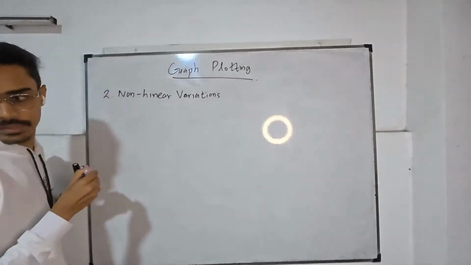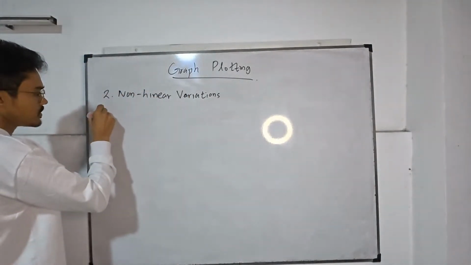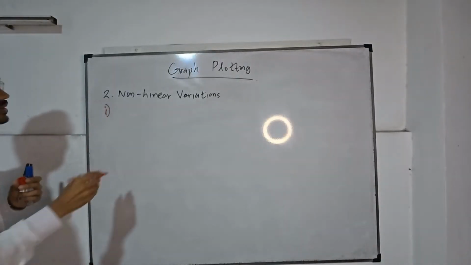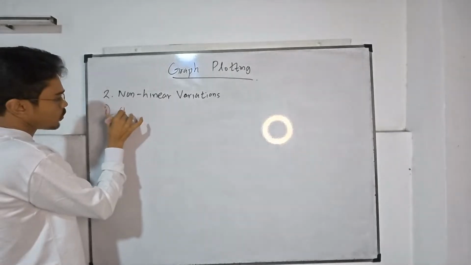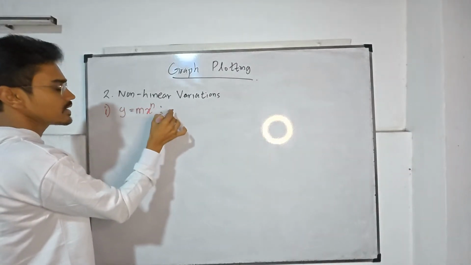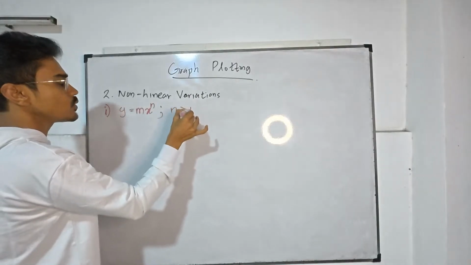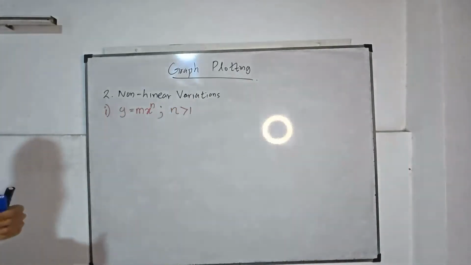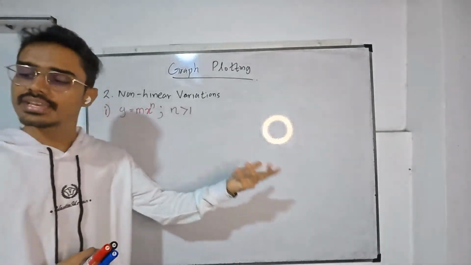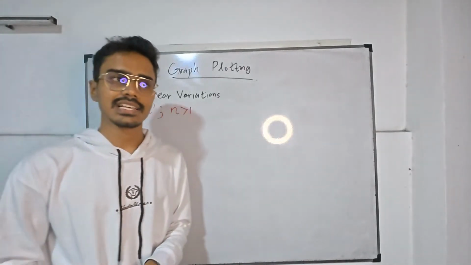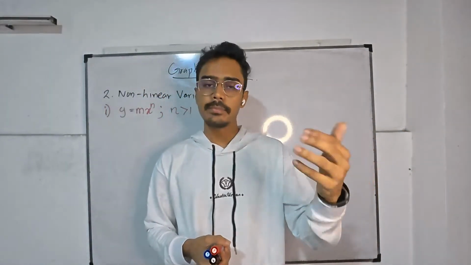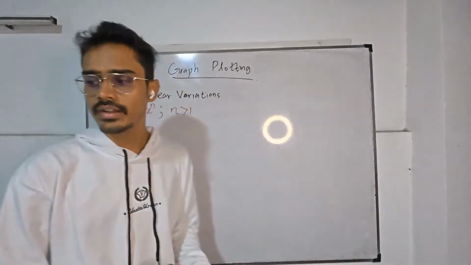Under that, type 1, row number 1. Write down y equals mx to the power n when n is greater than 1. This is type 1, right? As examples, they are like y equals mx squared, y equals mx cube, mx to the power 4, such curves, right? So let's see.